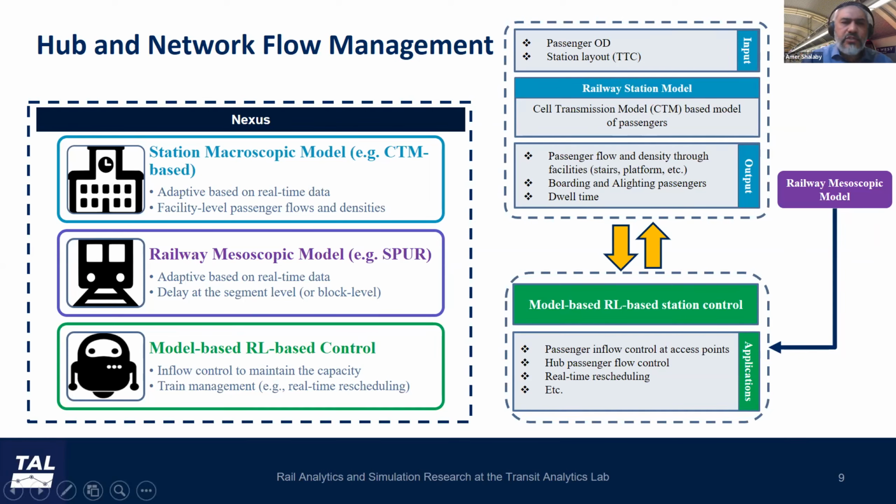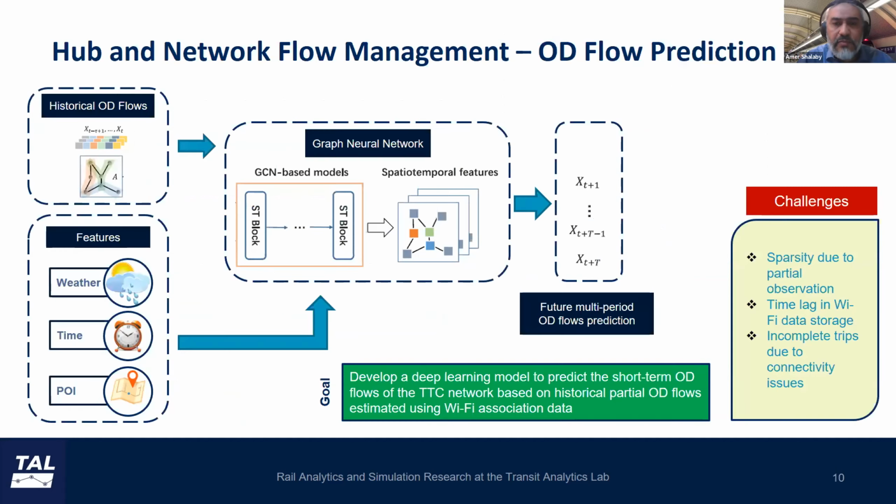And so we don't have results of this yet, but I thought of informing all of you about this ongoing work, and this was only enabled really by NEXUS. Otherwise it would be hard. One of the key inputs into this model, because this is meant really for real-time control, is the ability to predict origin destination flows in real time.